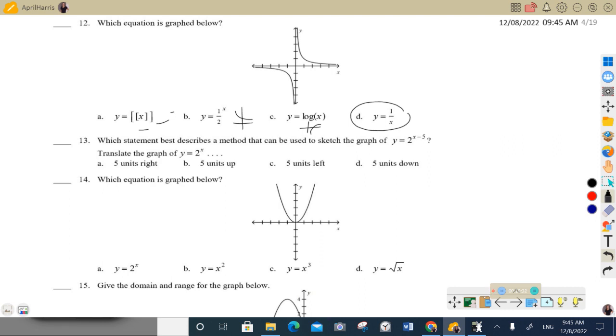Now, I will tell you people missed 13. Okay, so be careful right here. It says, which statement best describes a method that can be used to sketch the graph of y equals 2 to the x minus 5 power? Question, what's the name of the function? Exponential growth. Is the minus 5 with x? Yes, this is the only time you don't need parentheses. Okay, how do I know it's with x? Because it's superscript like x. So it's with x. X is going to go left to right. All right, minus 5 you think would go left 5, but it goes right 5.